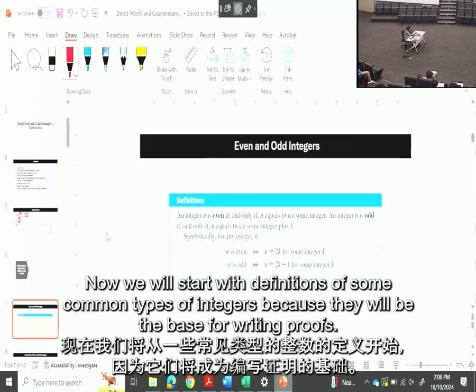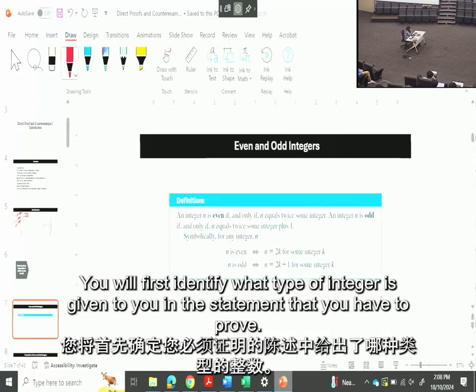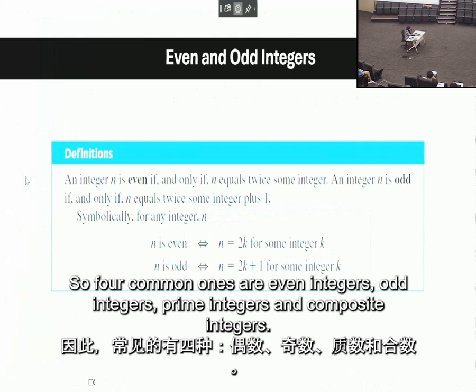Now we will start with definitions of some common types of integers, because they will be the base for writing proofs. You will start your proof from the definitions of whatever types of integers are given to you. You will first identify what type of integer is given to you in the statement that you have to prove, and then you will need to know the definition of those integers in order to continue writing the proof and then prove it, okay? So 4 common ones are even integers, odd integers, prime integers, and composite integers.